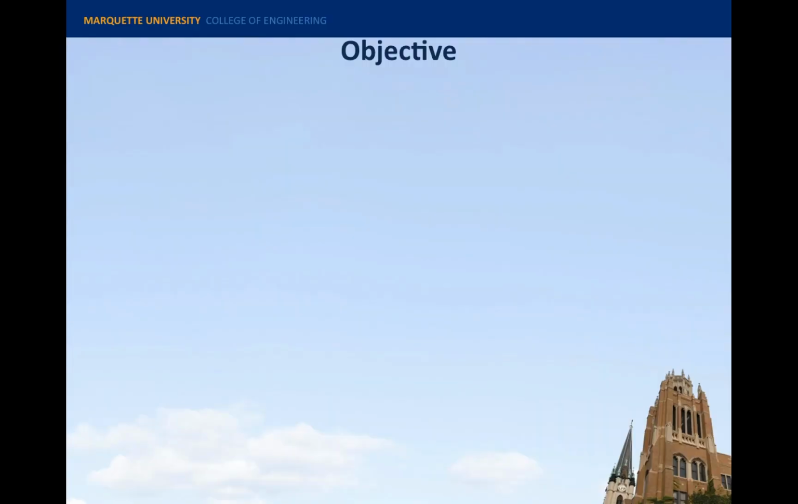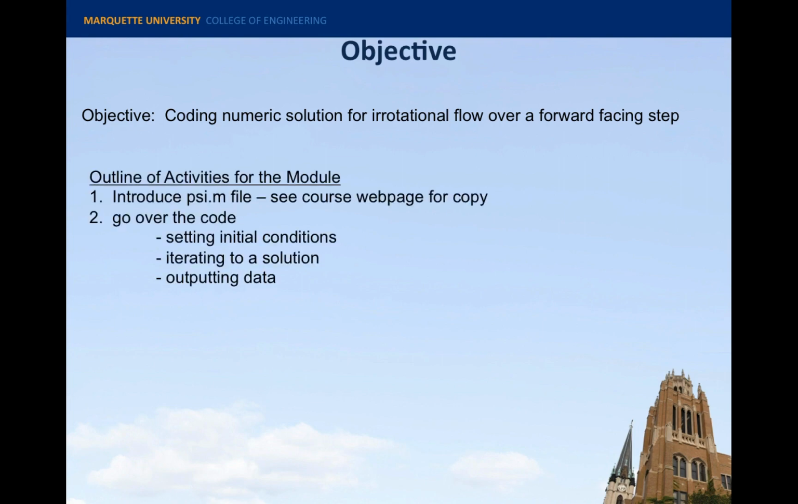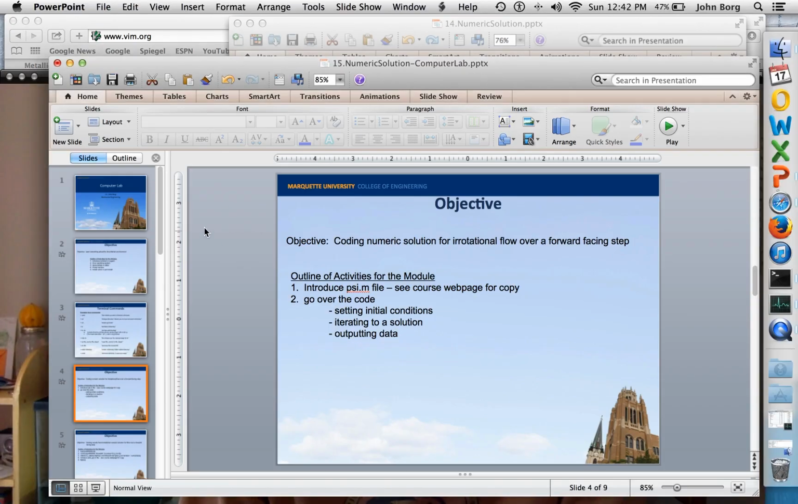So in this module, we're going to go over the numeric code for the irrotational flow over a forward-facing step. This is the one I did in the previous lecture. And really, this means I'm going to introduce you to this psi.m file that I wrote. And you can find that M file on the course website. And I'm going to go over the code. I'm going to go over how I set up the initial conditions, iterating to a solution, and eventually then writing those .dat files. All right.